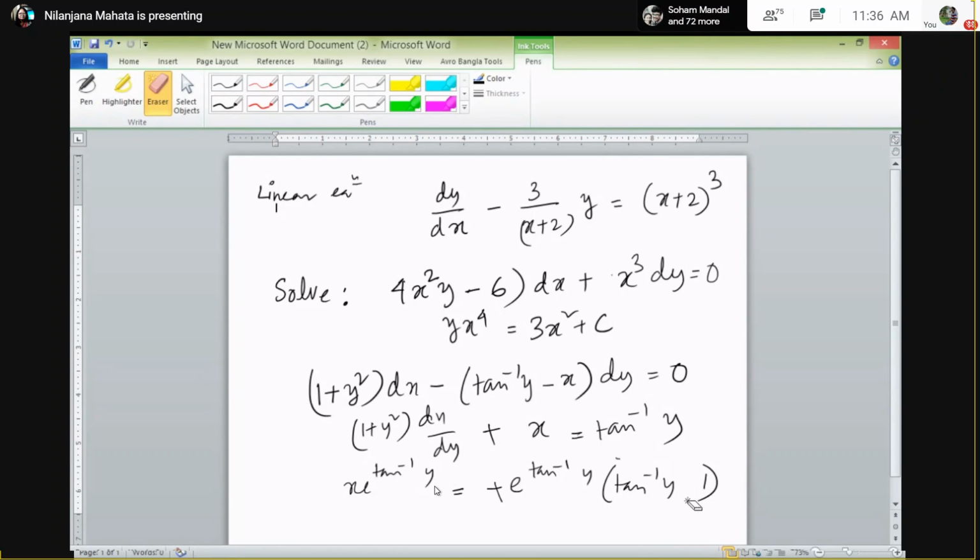There will be a constant, and there will be another constant. So now I am giving you another problem that is in Bernoulli's form.